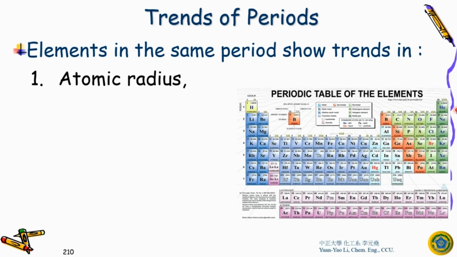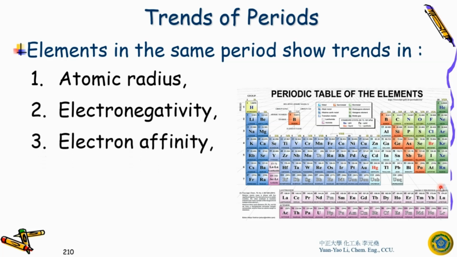Are there any rules we can follow according to this periodic table? First, atomic radius. The second one is called electronegativity. That's what we talked about previously, about 5 minutes ago. The third one is electron affinity. The fourth one is ionization energy. So these 4 topics are the things we want to know according to the periodic table. Okay, let's move to the first topic.